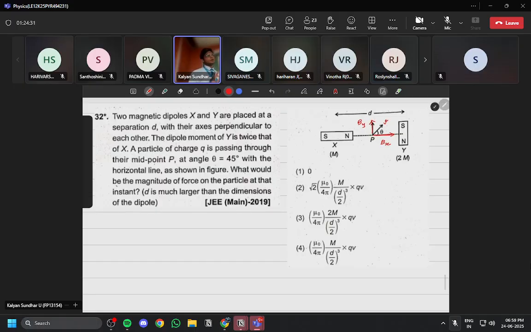I said take both as short dipoles. When taking short dipoles, what happens? They said Y is twice that of X. The dipole moment of Y is twice of this. For axial, how much will it be? It will be 2 times mu naught by 4 pi M by x cube. For equatorial, only mu naught by 4 pi M by x cube will come. But what have they said? This one has become twice of the other. So twice of this, this will also be 2.